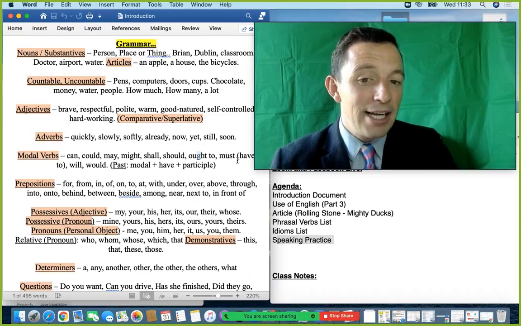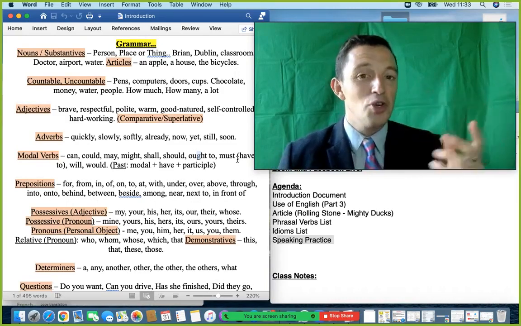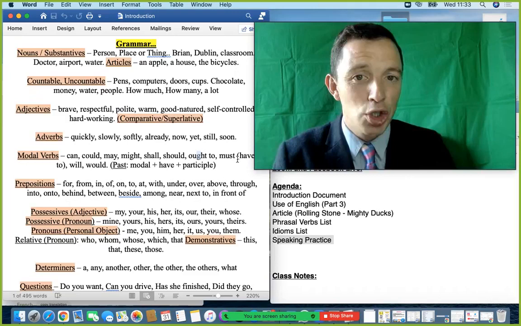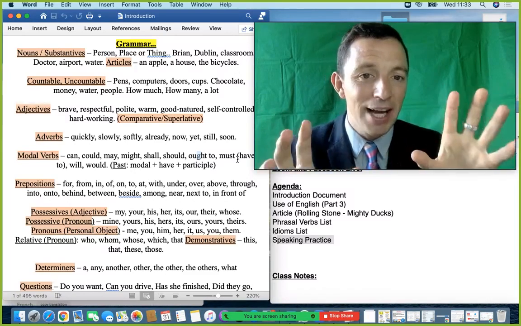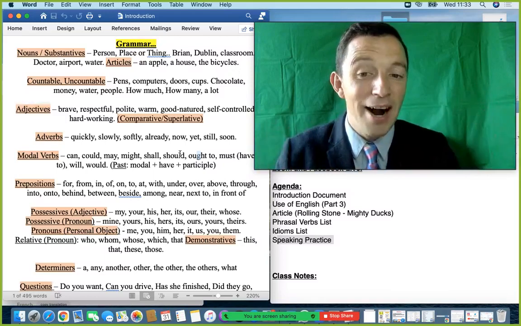And finally, must is obligation. So you have no choice. You must collect the children. You must read this book. You must speak with your friend. It's obligation. You have no choice. Okay, so they are modal verbs.